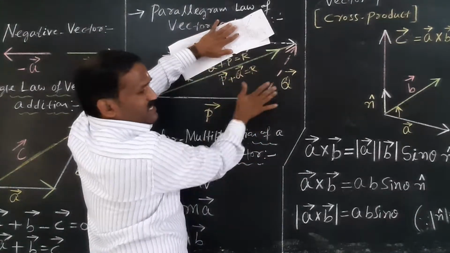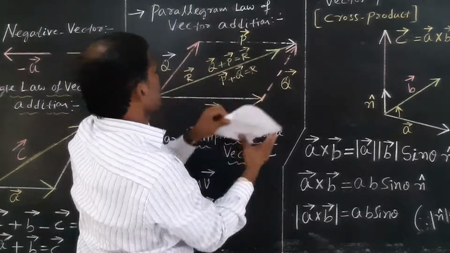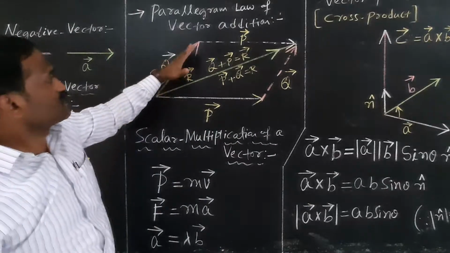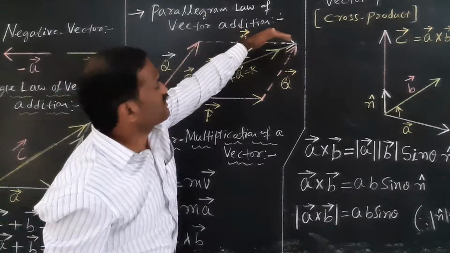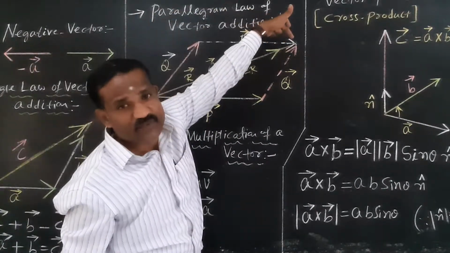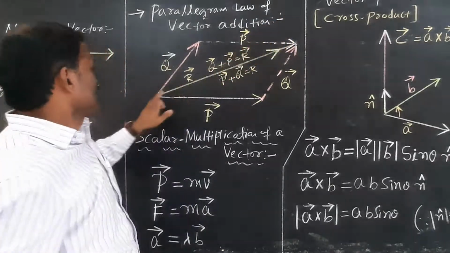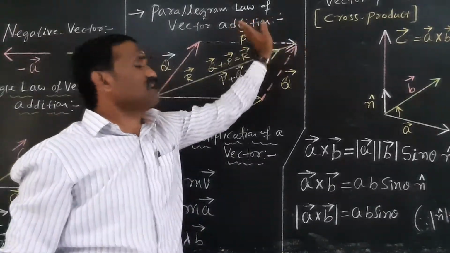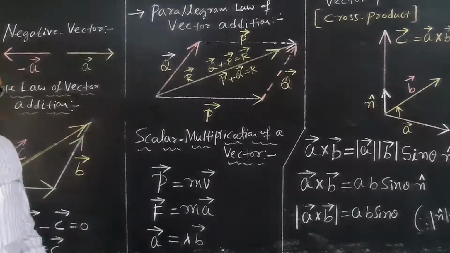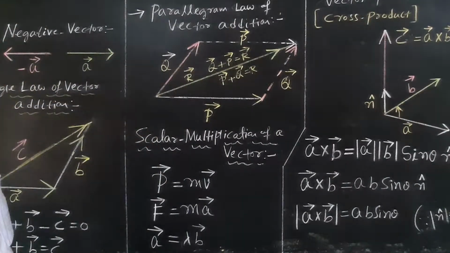This is again a triangle of vector addition. Similarly, here also same case. This is one side of a triangle. This is another side of a triangle which are taken along the clockwise direction. The resultant vector is taken in the opposite direction. So this is about the parallelogram of vector addition.